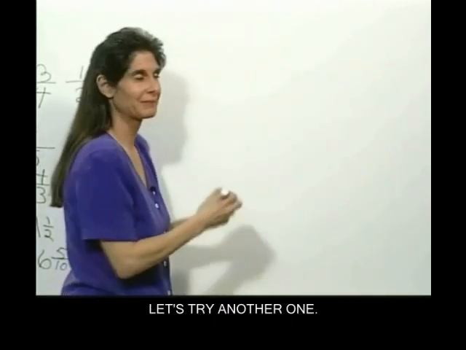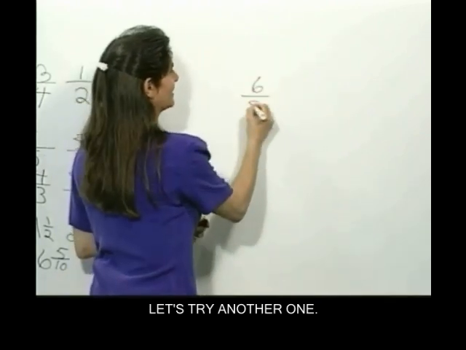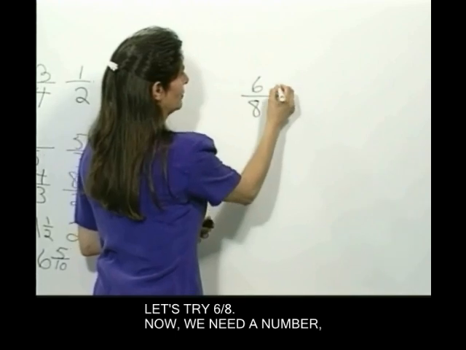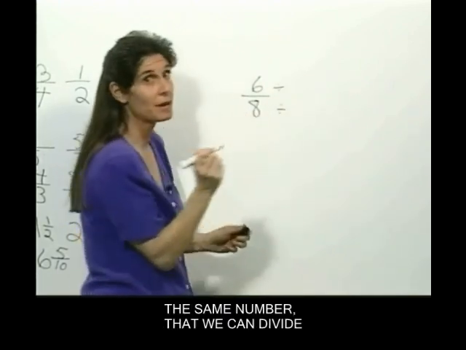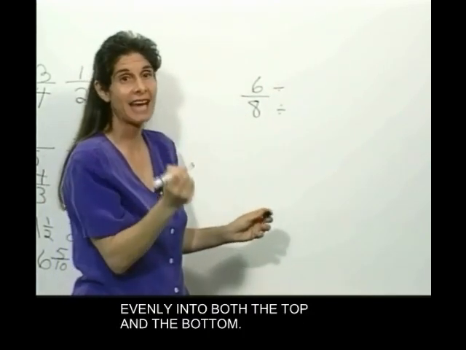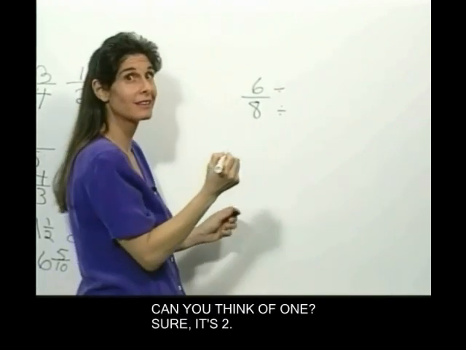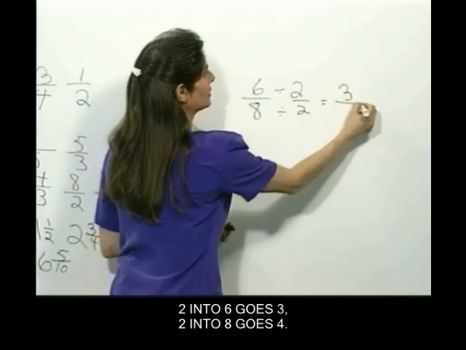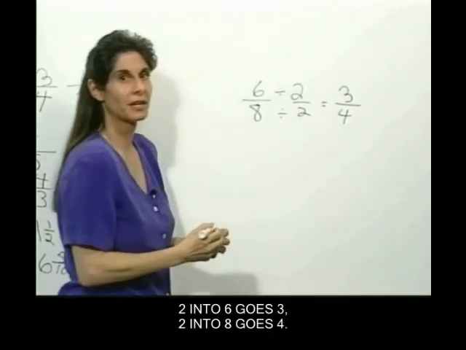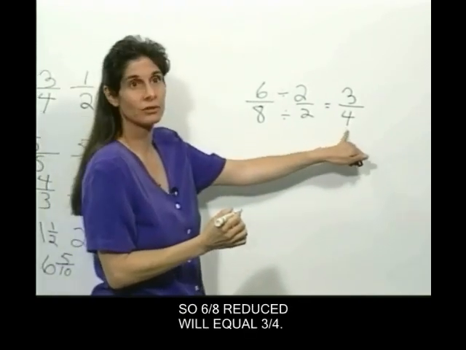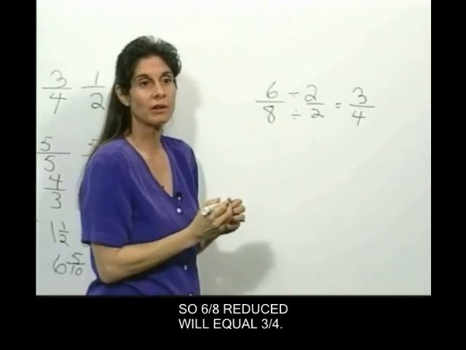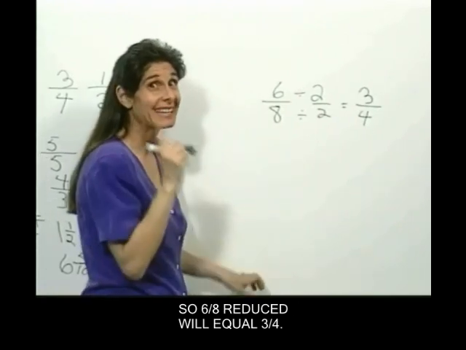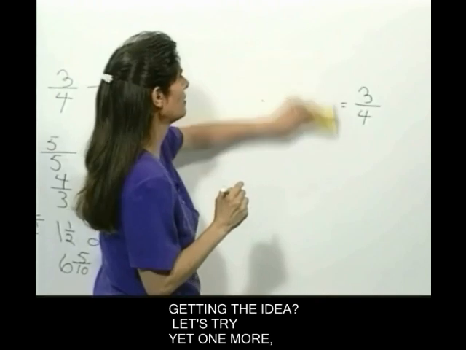Let's try another one. Let's try 6/8. Now, we need a number, the same number that we can divide evenly into both the top and the bottom. Can you think of one? Sure, it's 2. 2 into 6 goes 3. 2 into 8 goes 4. So 6/8 reduced will equal 3/4. Getting the idea? Well, let's try yet one more.